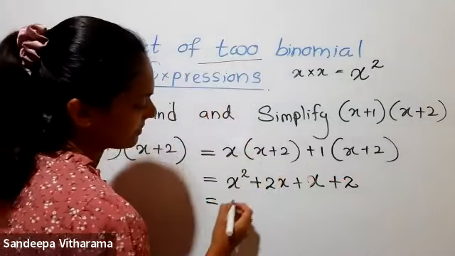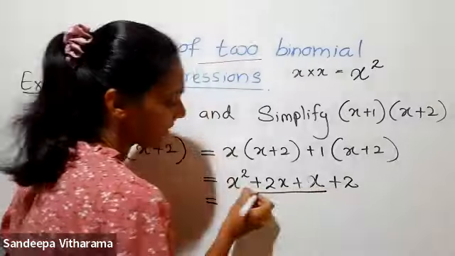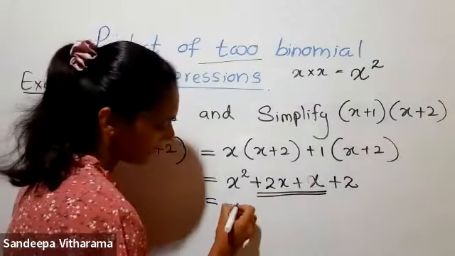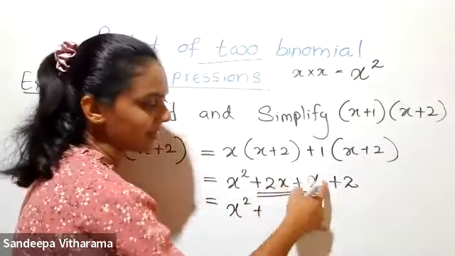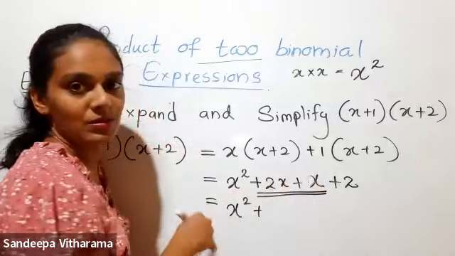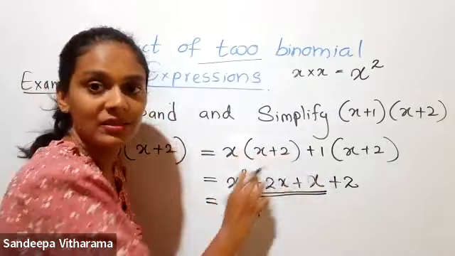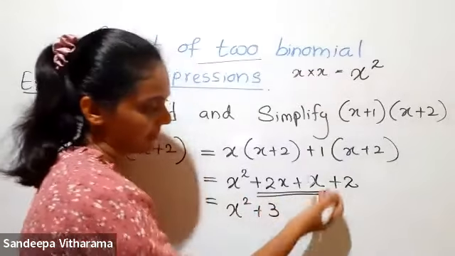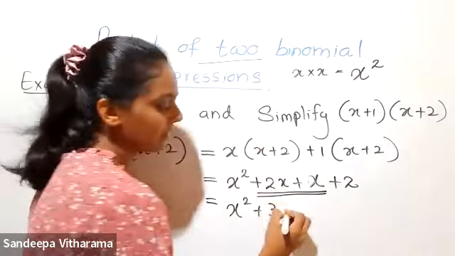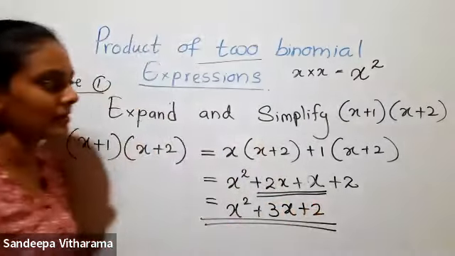Okay, let's add this. Then we can simplify. Look, there is an x squared term, and there are 2x and x. Then you can simplify this because you have to express this in its simplest form. x added to 2x, that is, adding one x to two x's, it becomes 3x. Add 2. This is the simplest form.